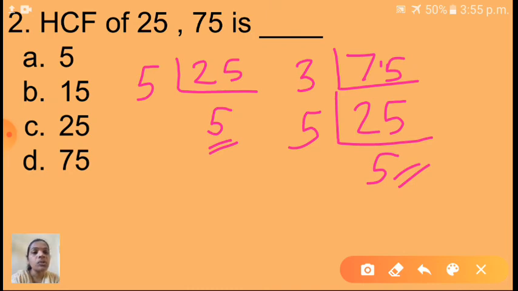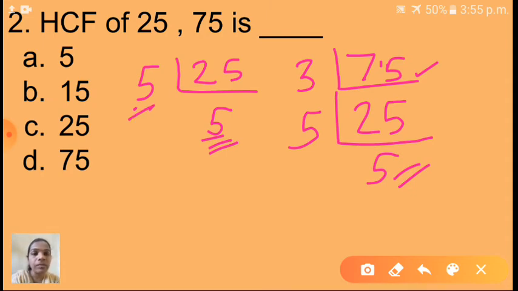Okay, children. So see here, 5 into 5. The prime factor of 25 is what? 5 into 5. The prime factor of 75 is what? 3 into 5 into 5. So here we have to take what?